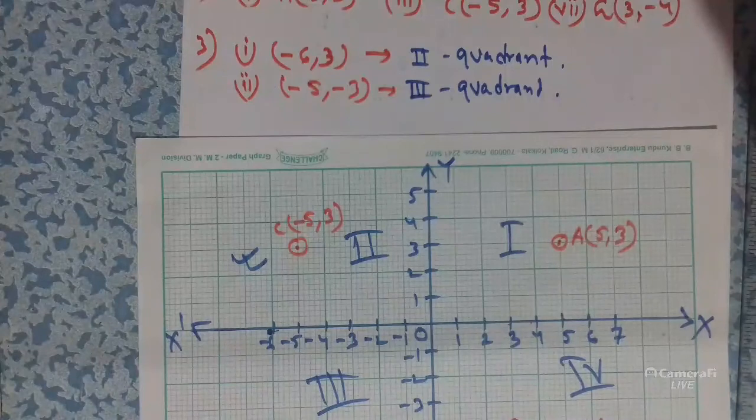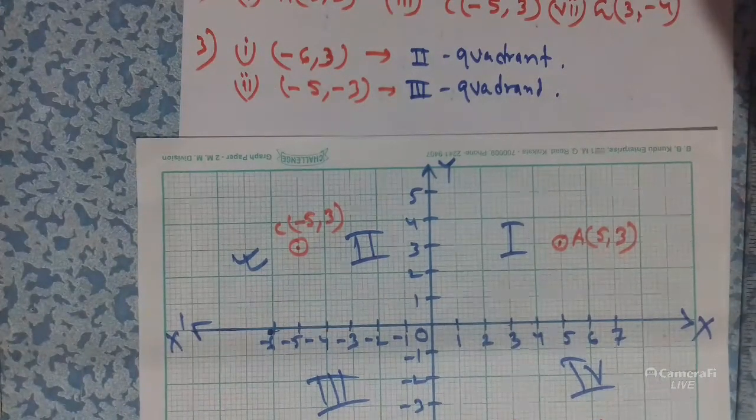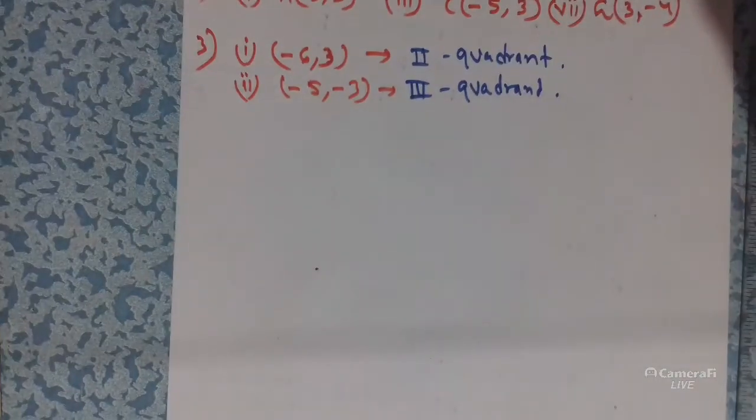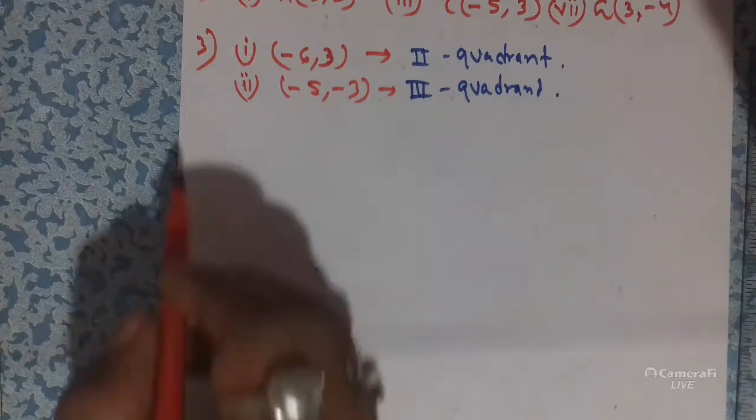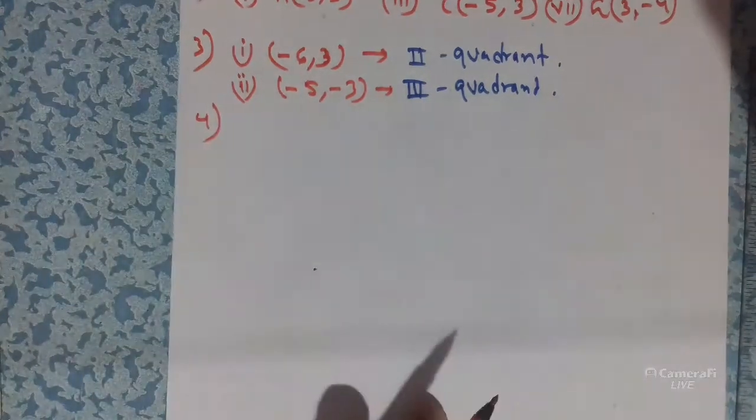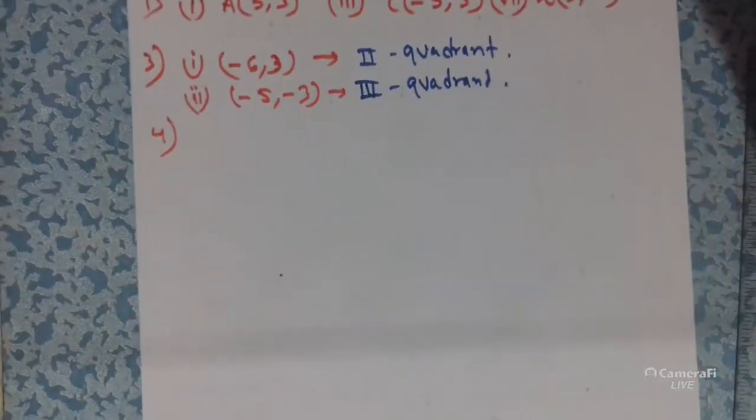So like this we have to solve. You can solve the remaining maths at your home. Next is problem number 4. So here, students, write the axis on which the given points lie.